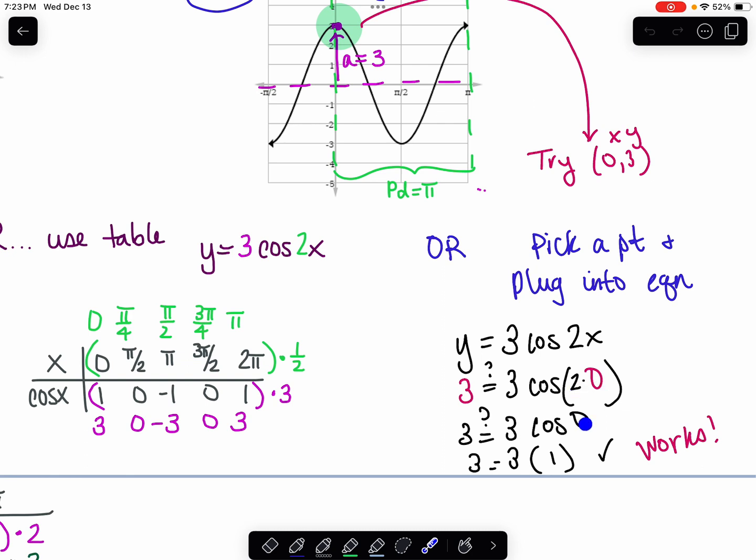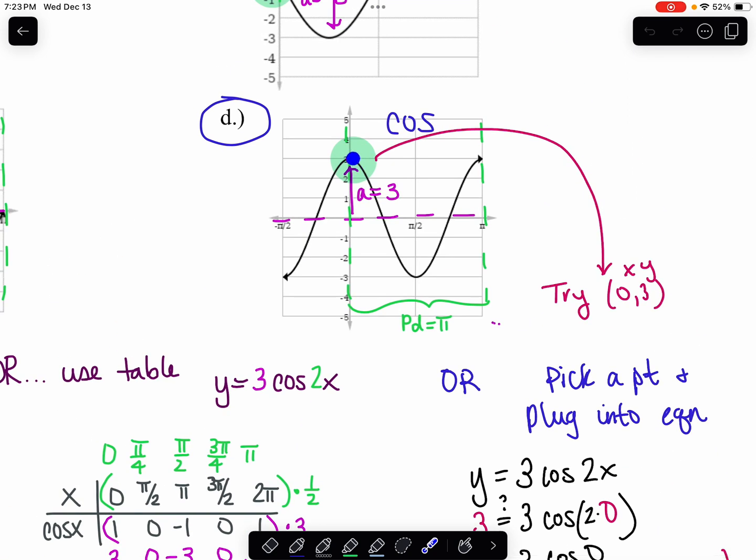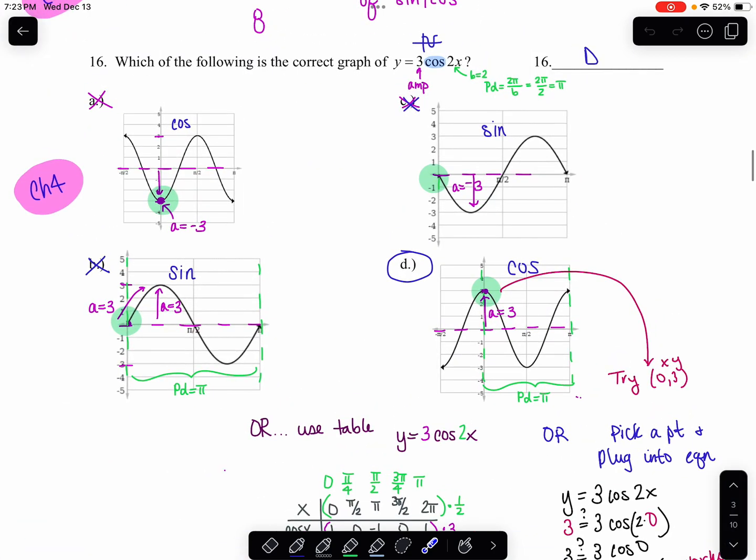2 times 0 is 0. Cosine of 0 is 1. 3 times 1 is 3. And then 3 equals 3. So the point 0, 3 satisfies this equation. That means this point works, which means this whole graph probably works, as long as there's no other graph with this point, then we're good to go.